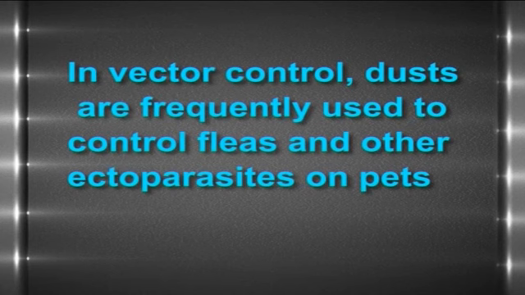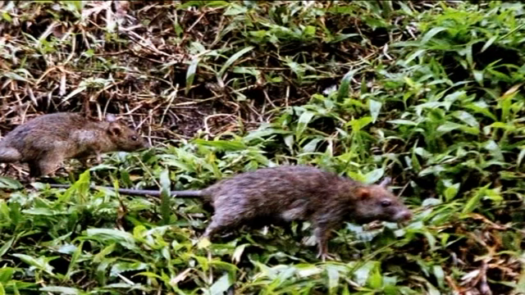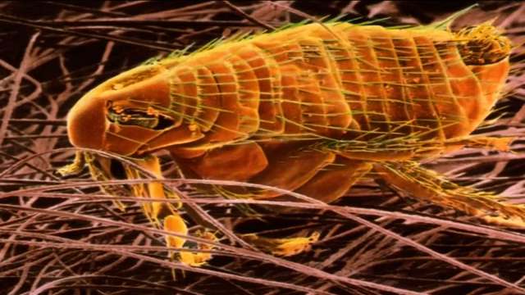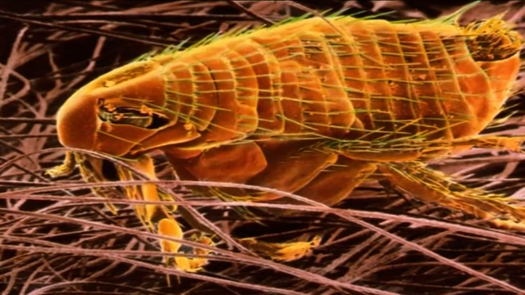In vector control, dusts are frequently used to control fleas and other ectoparasites on pets. They are also applied to rodent burrows and bait stations to control fleas in plague control operations.